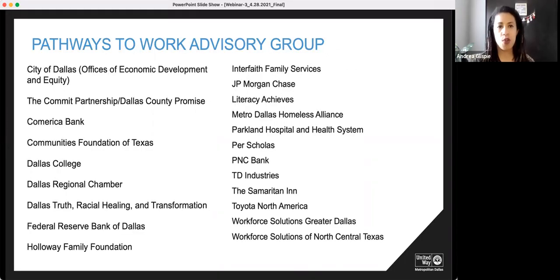Before I do that, I mentioned our working group, and here are the organizations that made up our working group. You can see that it's a wide range of groups representing business, the public sector, the workforce system, community colleges, philanthropy, and community-based organizations. One organization that we pulled into the mix that isn't a traditional education or workforce organization is Dallas Truth Racial Healing and Transformation. This is an organization focused on just what it says: changing the narrative about Dallas's racial history and facilitating understanding and shared healing over our troubled past.